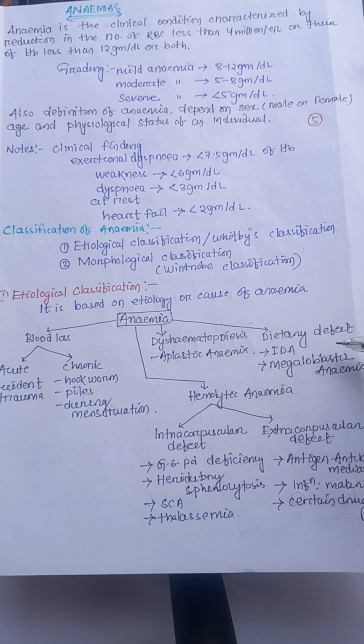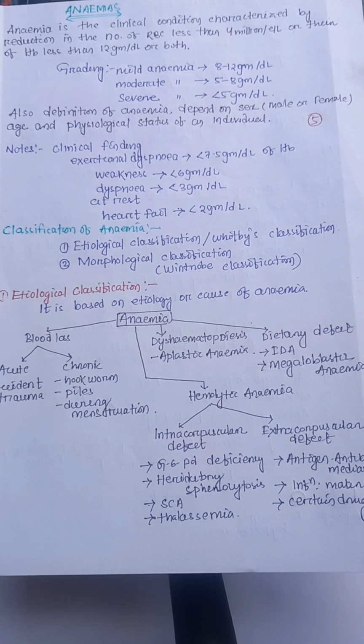Okay, and if there is a dietary defect, IDA and megaloblastic anemia, iron deficiency and megaloblastic anemia. Hemolytic anemia will result in the hemolysis of the blood. There are two types. One is intracorpuscular defect, and another is extracorpuscular defect. Intracorpuscular defect is due to G6PD deficiency, hereditary spherocytosis, thalassemia, as well as sickle cell anemia. These have the intracorpuscular defect or the intrinsic defect of the RBC.